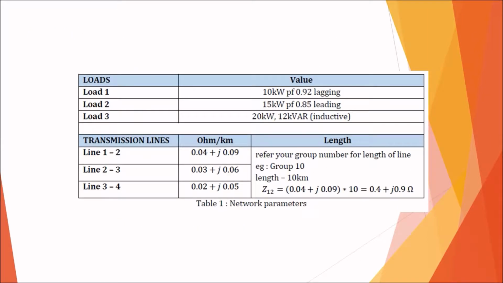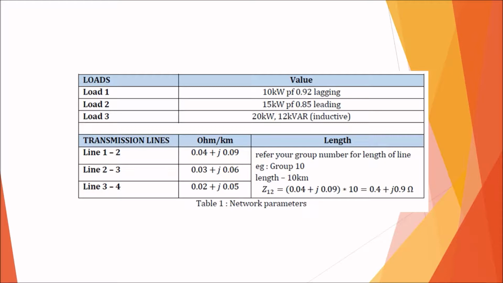This table shows all the information given for the load across the distribution line. Load 1 has 10 kW power and a lagging power factor of 0.92. Load 2 has 15 kW power and a leading power factor of 0.82. Lastly, Load 3 has 20 kW power and 12 kVAR reactive power.